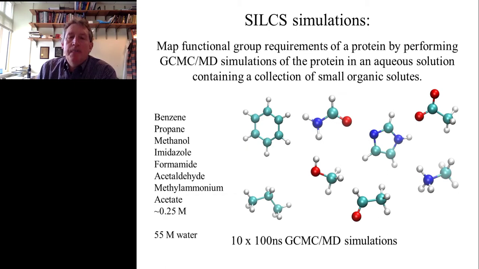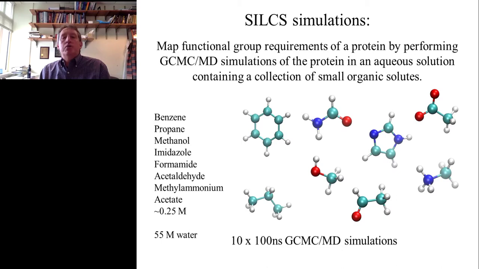Now, in practice, we don't have just one solute molecule, benzene, for example, in our simulation system, but we have up to 8. And here you're seeing an example of 8 solute molecules representing different types of functional groups. We see benzene, which is aromatic, propane, which is aliphatic. We've got formamide, which represents hydrogen bond acceptors and donors. We have methanol, which is an alcohol. We have acetaldehyde, which is another type of an acceptor. We have imidazole, which is an example of a heterocycle with a hydrogen bond donor and an acceptor. And we have a negatively charged acetate, and then a positively charged methyl ammonium.